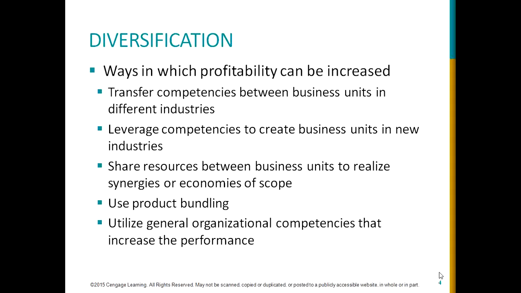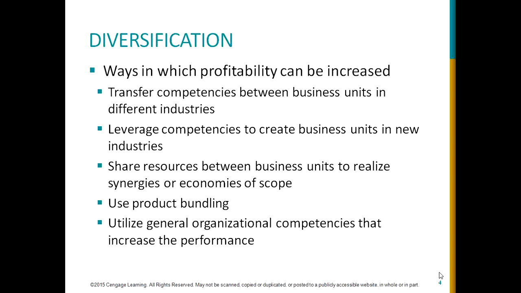So here, diversification in which profitability can be increased: transfer of competencies between business units in different industries, that is, leverage competencies to create business units in new industries; share resources between business units to synergize or economize, or economies of scope; use product bundling; then utilize general organizational competencies that increase the performance.